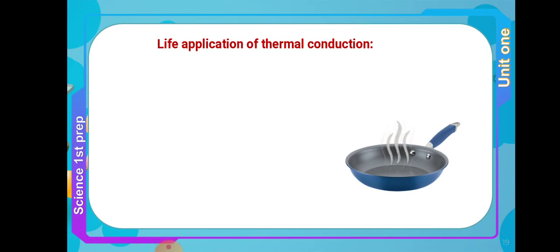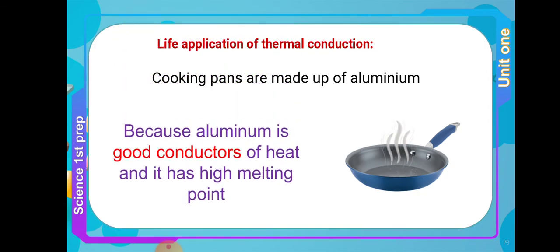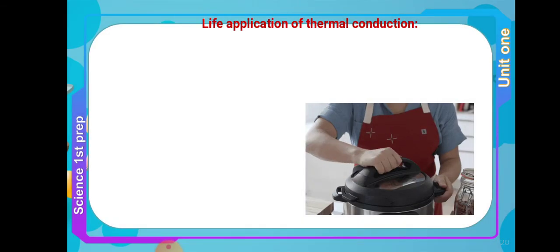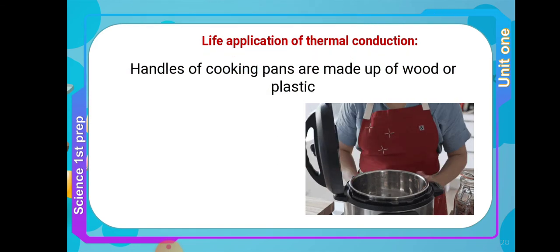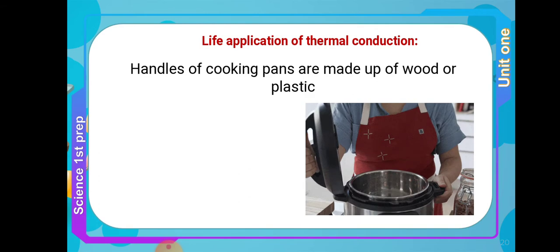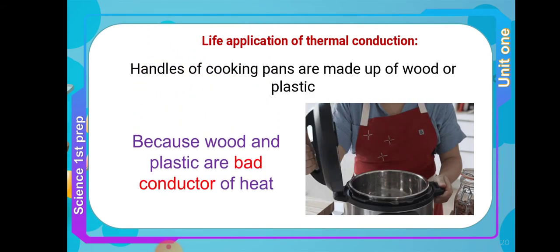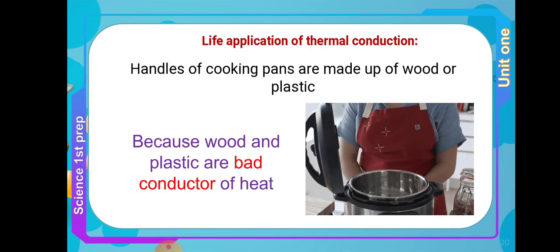Let's study life applications on thermal conduction. Cooking pans are made of aluminum because aluminum is a good conductor of heat and it has a high melting point, but their handles are made of wood or plastic because they are bad conductors of heat.